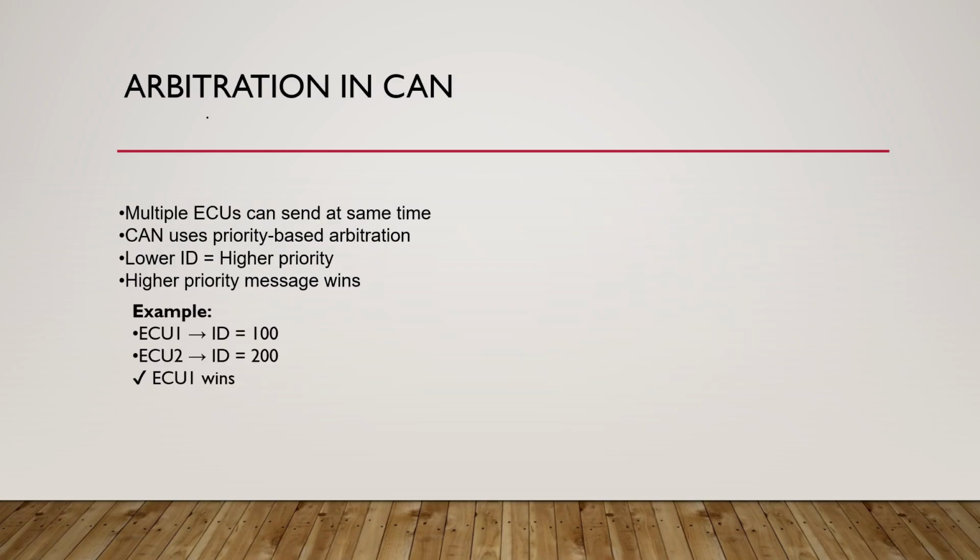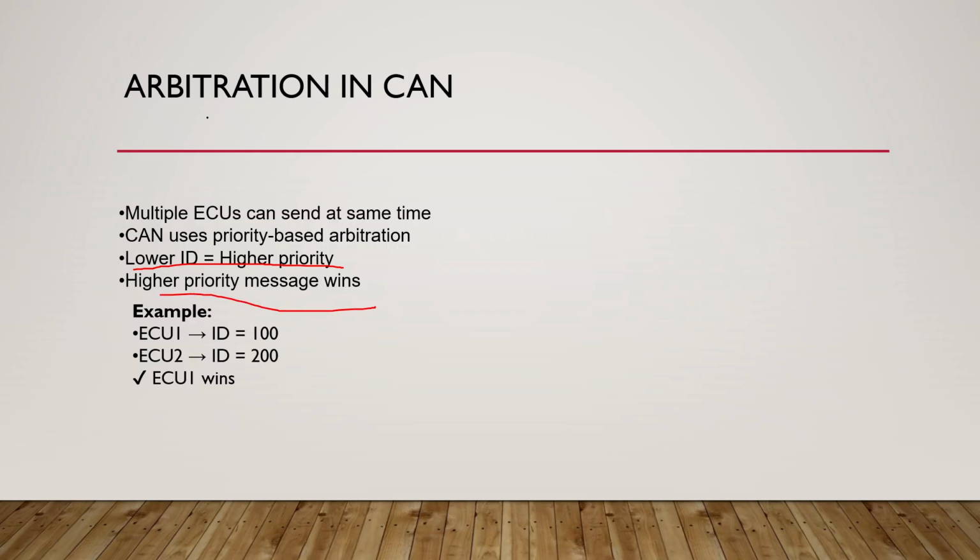Arbitration is a very important concept in CAN. Sometimes two ECUs try to send a message at the same time. So who should go first? Here the arbitration concept works. CAN solves this using priority. Each message has a number called ID, as I said earlier, and arbitration works like this: lower ID has the higher priority. So if two ECUs send a message at the same time, the message which has the lower ID will have the highest priority and will win.